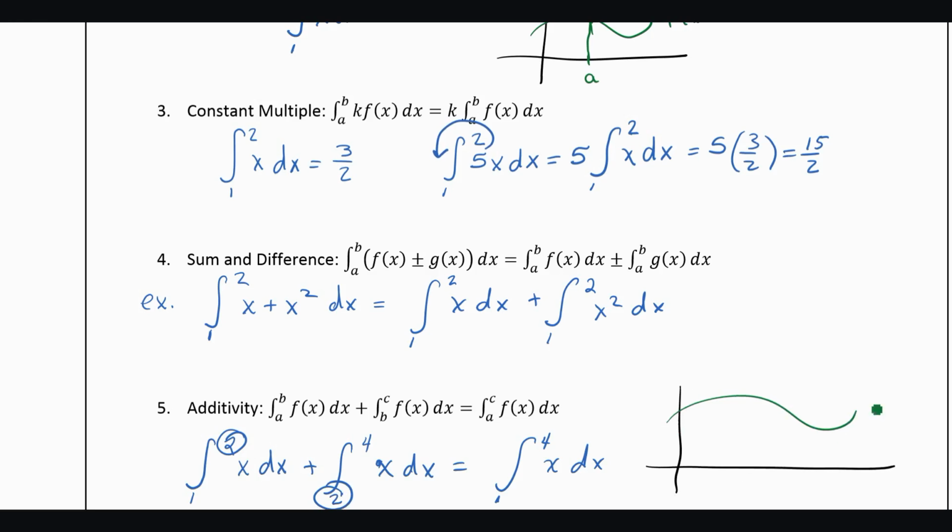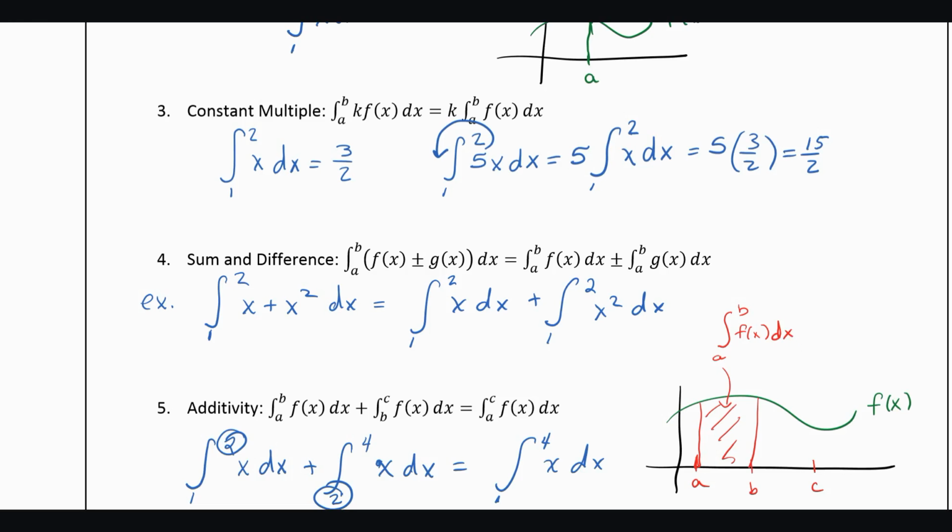Okay, so if this is our f of x, the integral from a to b, let's say this is a, this is b, and this is c. So the integral from a to b would be this area right here. So all of this area would be the integral from a to b of f of x dx.